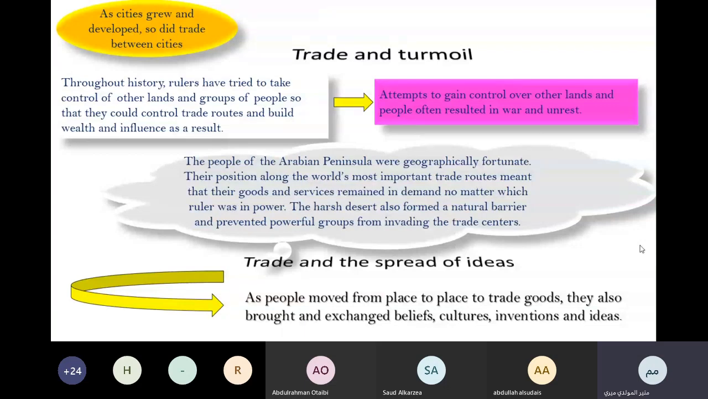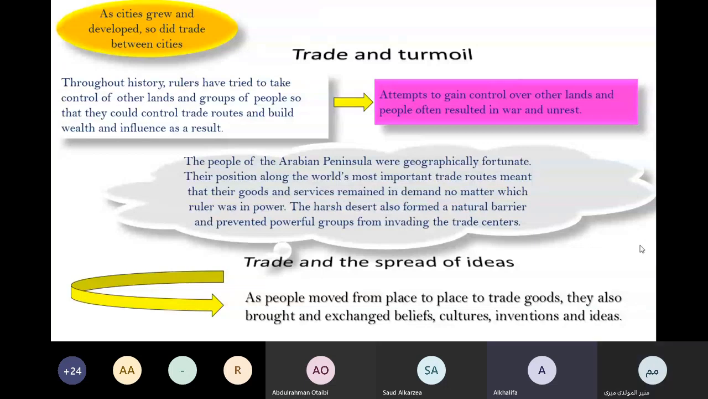And there is another reason. Can I answer? Yes, please. Their position along the world's most important trade routes meant that their goods and services remained in demand no matter which ruler was in power. Excellent. Can you paraphrase what you have read? Say it in your own words.